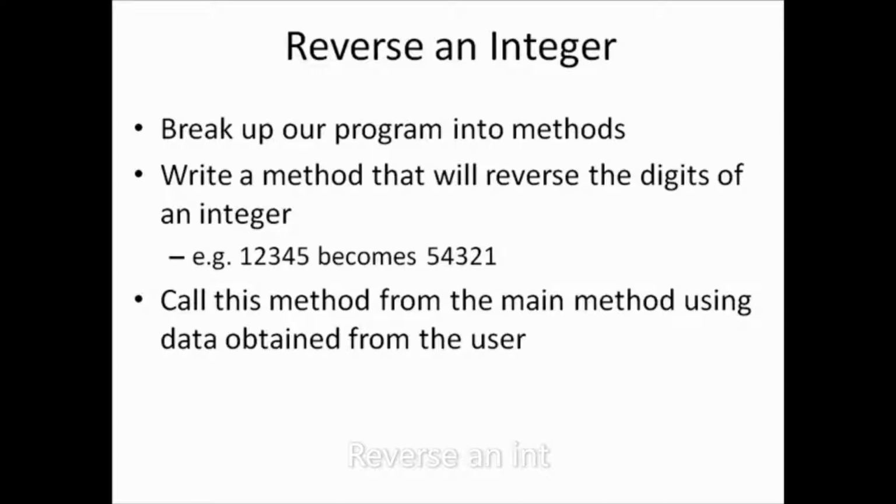For example, if we enter the number 1, 2, 3, 4, 5 into our program, it would display the results 5, 4, 3, 2, 1. So we're going to write this method, then we're going to call it from the main method, and we're going to use data obtained from the user so it can calculate the reverse of any integer.